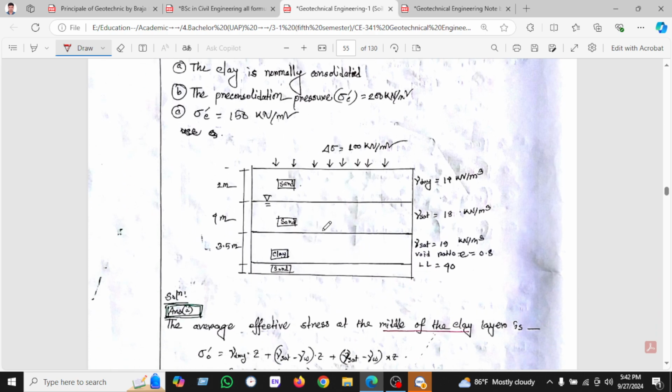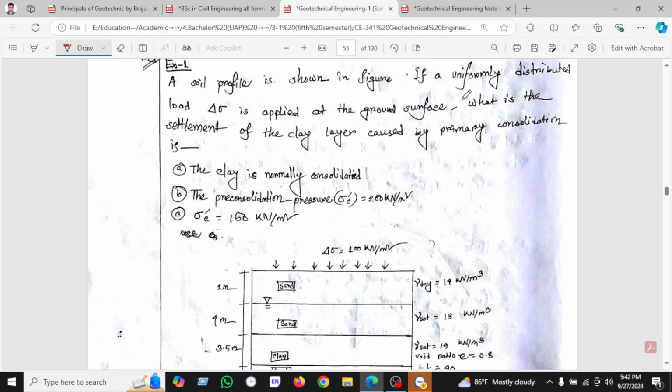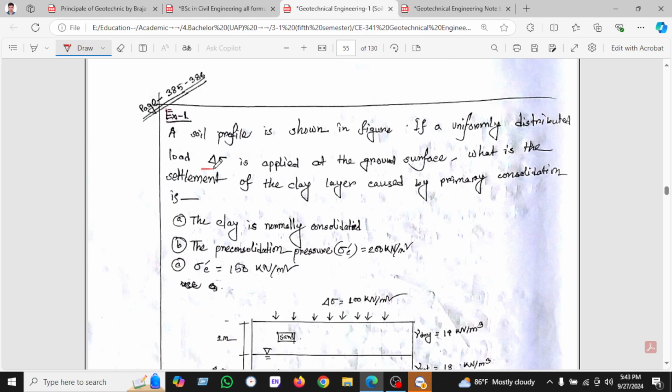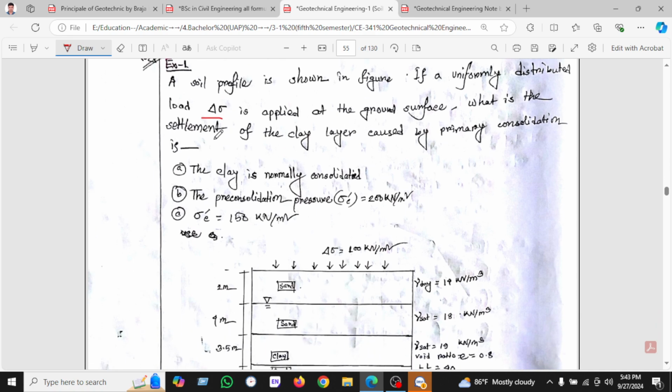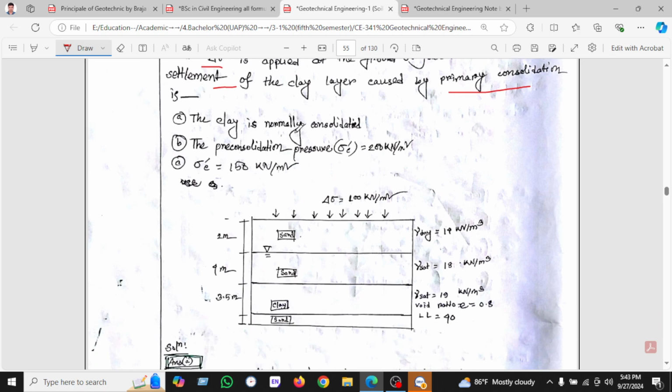The soil profile is given, shown in the figure. A uniformly distributed delta sigma is applied at the ground surface. What is the settlement in the clay layer caused by primary consolidation, if the clay layer is normally consolidated? So NC, so Cc will be used, and the pre-consolidation is 200 kilonewton per meter square, and sigma c is 150, given.